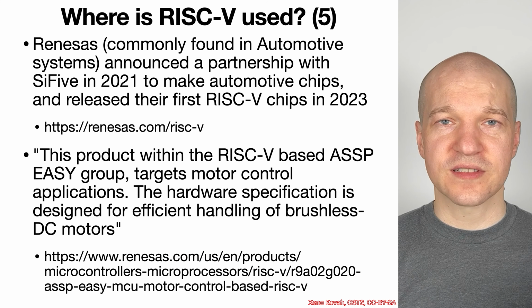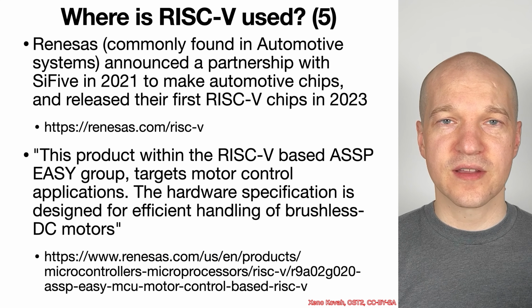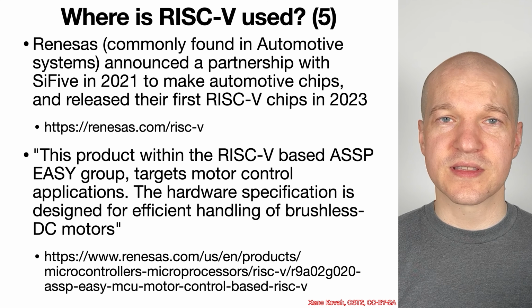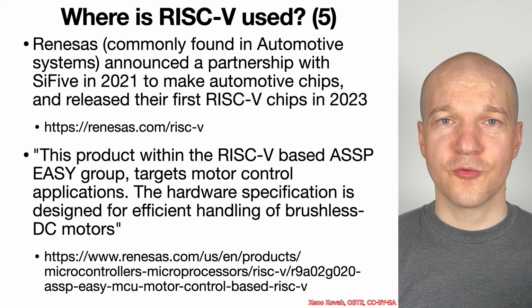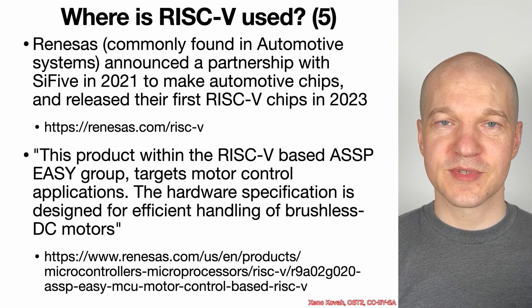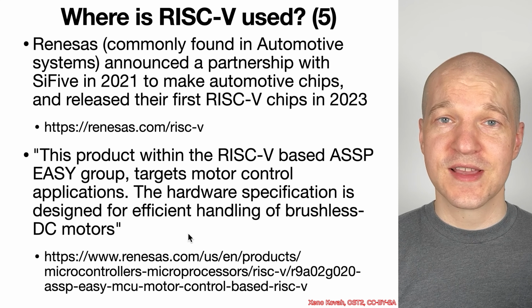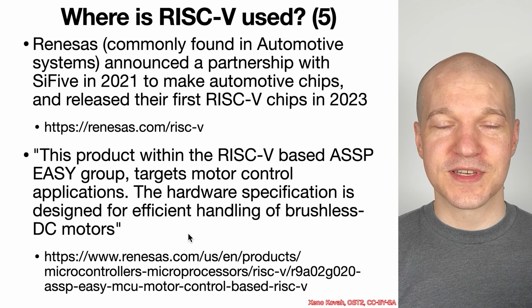In the automotive sector, there's Renesas as a maker of microcontrollers used by vehicles, and in 2021 they announced a partnership with SiFive, and they said they were going to work on automotive systems that were RISC-V based, and in 2023 they did release their first RISC-V based platform. Although when we look at their page for the current chips that are out, they say that they are focused on targeting motor control applications, and it's for efficient handling of brushless DC motors. So that's an interesting use case I wasn't even aware of.